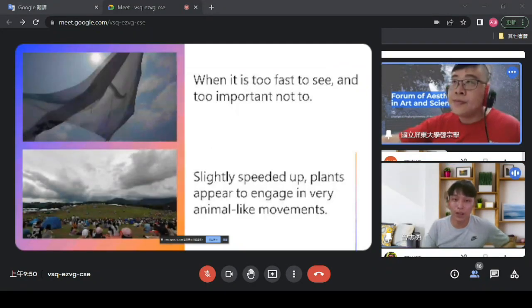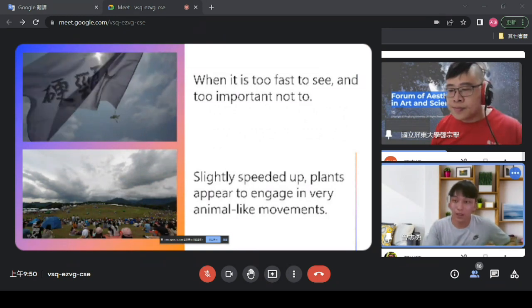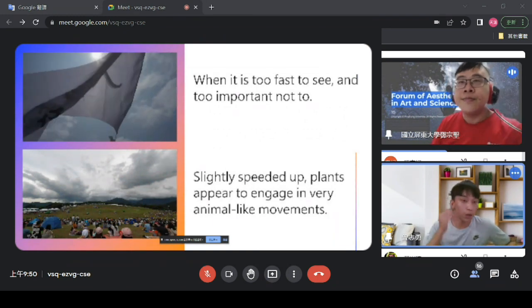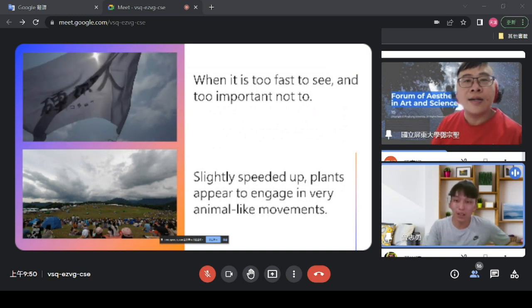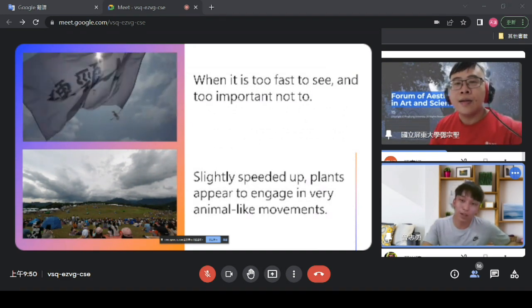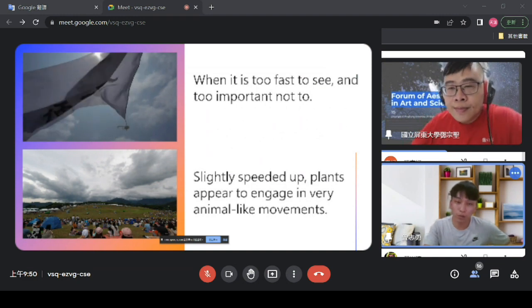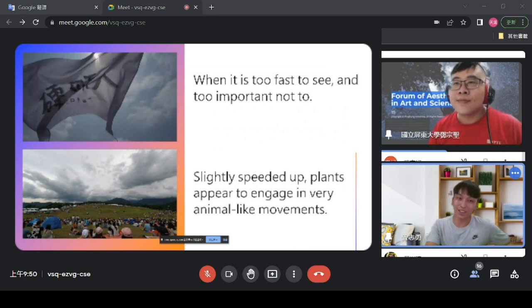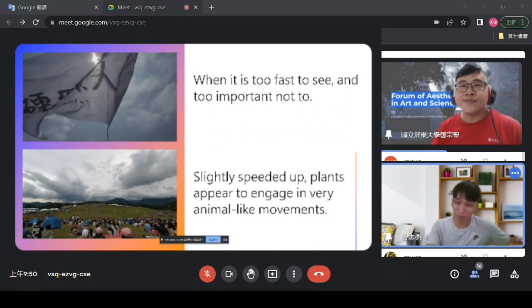Good. Okay, you can see in the video the flag is waving, right? That is a slow motion video I took when I went around Taiwan island. And beside it is a high-speed camera producing company's slogan: when it's too fast to see and too important not to. Yes, this is about slow motion, right? It's too fast, but it is important.